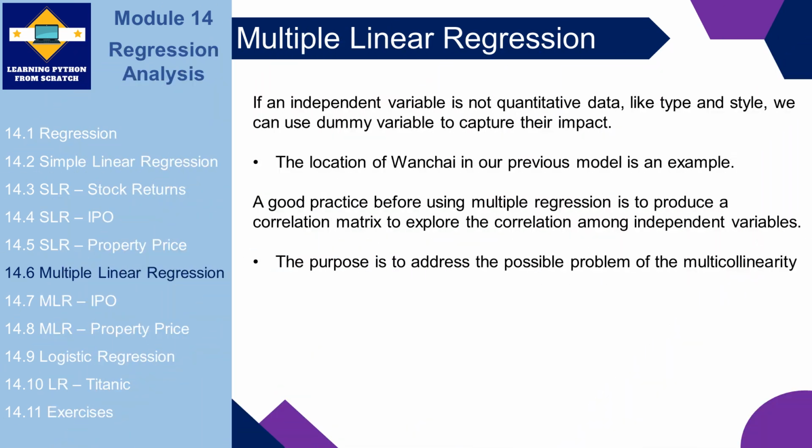If an independent variable is not quantitative data, like type and style, we can use a dummy variable to capture its impact. The location of Wan Chai in our previous model is an example. A good practice before using multiple regression is to produce a correlation matrix to explore the correlation among independent variables. The purpose is to address the possible problem of multicollinearity.